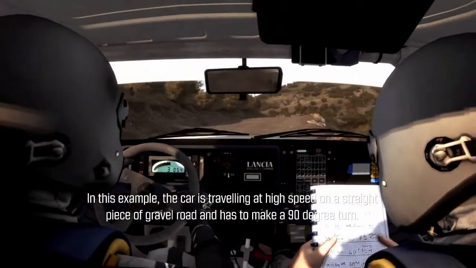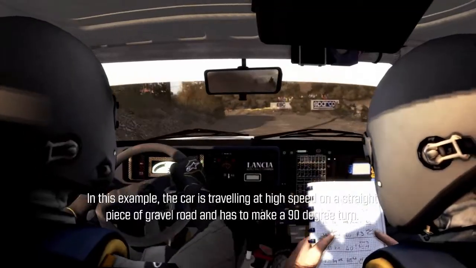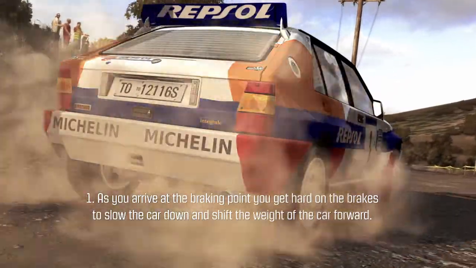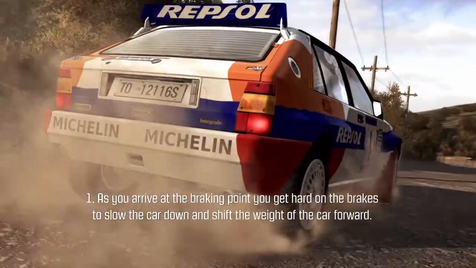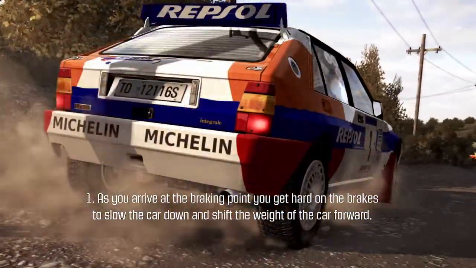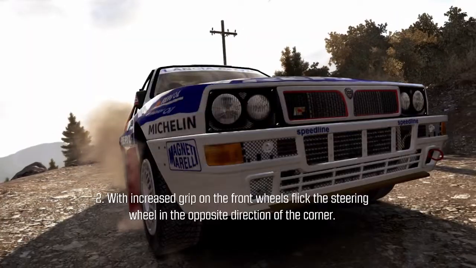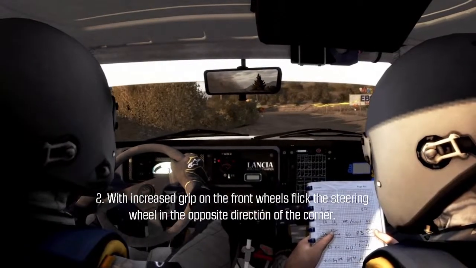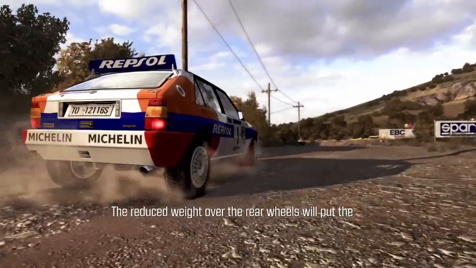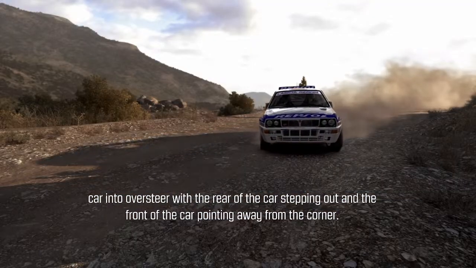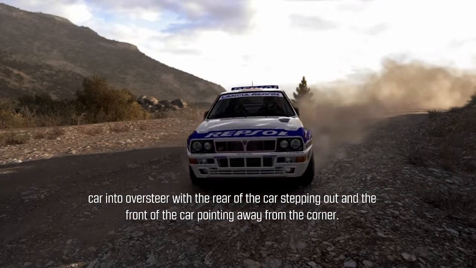In this example, the car is travelling at high speed on a straight piece of gravel road and has to make a 90-degree turn. As you arrive at the braking point, you get hard on the brakes to slow the car down and shift the weight of the car forward. With increased grip on the front wheels, flick the steering wheel in the opposite direction of the corner. The reduced weight over the rear wheels will put the car into oversteer, with the rear of the car stepping out and the front of the car pointing away from the corner.